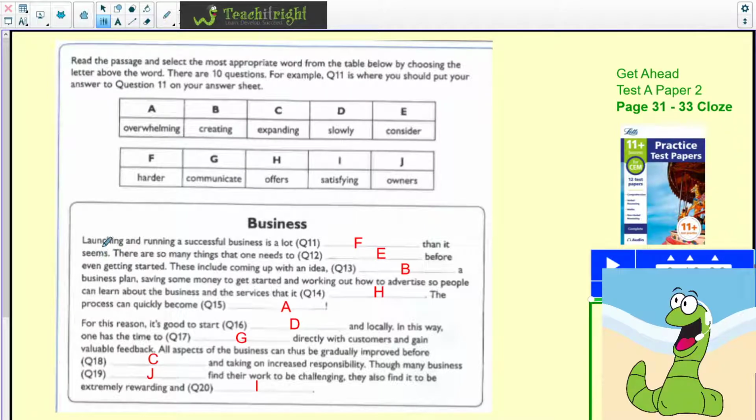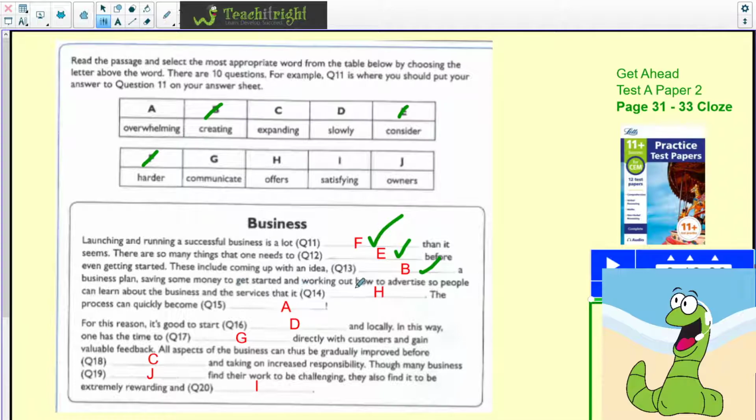So let's have a look at this first sentence. Launching and running a successful business is a lot something than it seems. So it's a lot harder than it seems. There are so many things that one needs to something before even getting started. Needs to, now a word like think or consider. There we go. Consider before even getting started. These include coming up with an idea, creating a business plan. So B, creating a business plan.